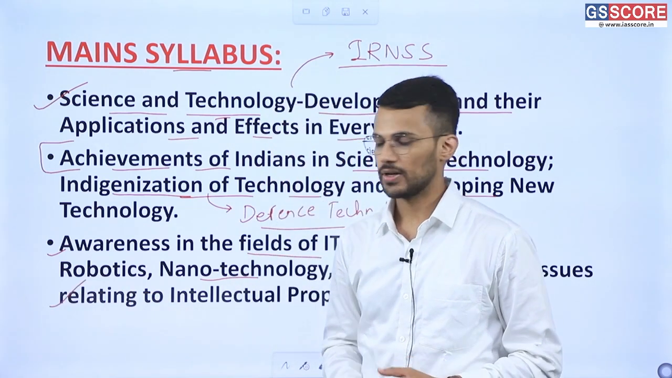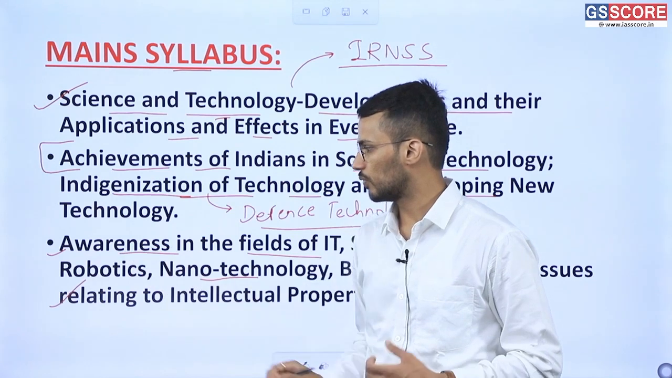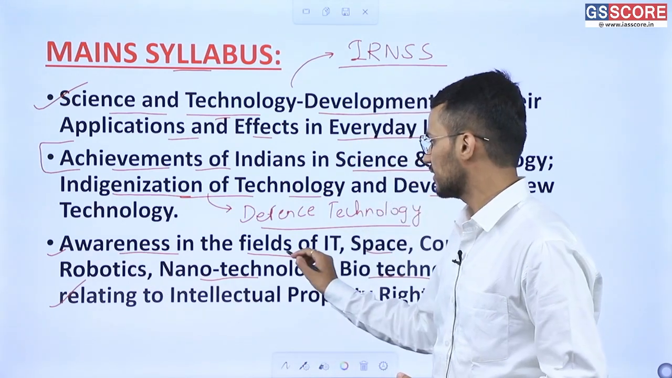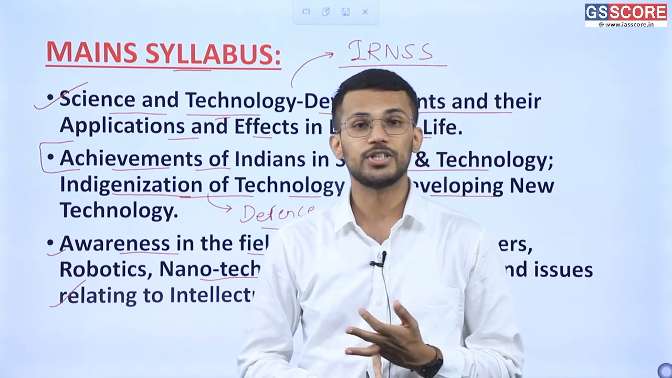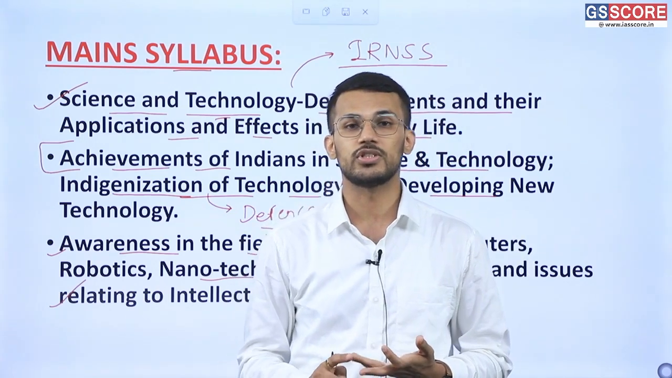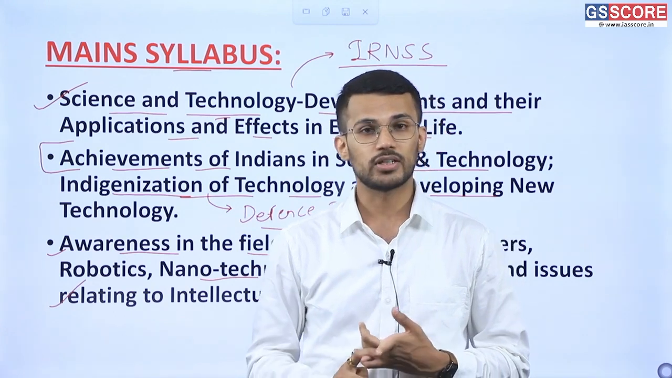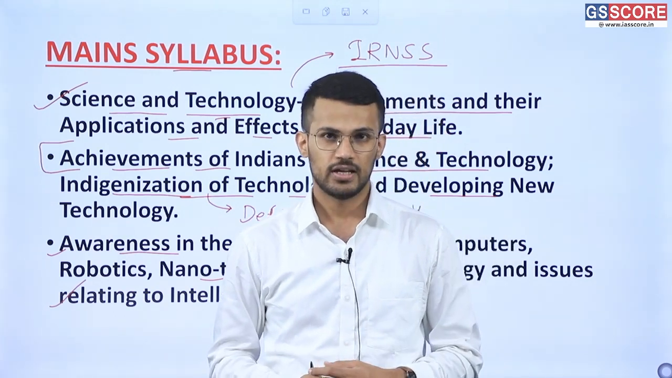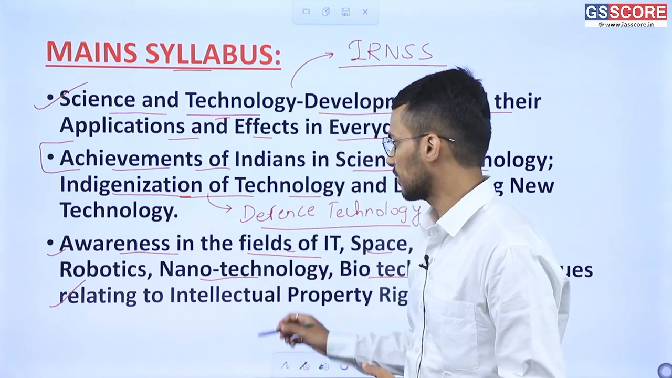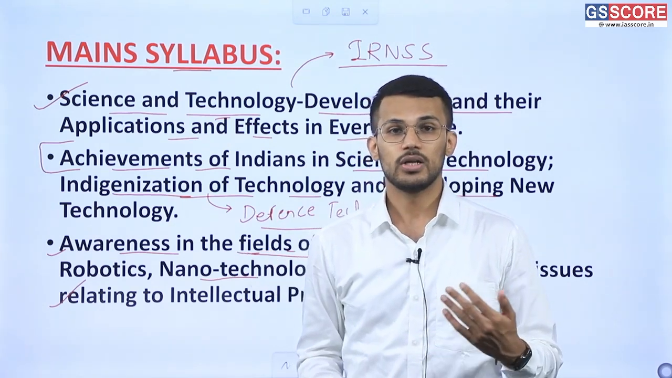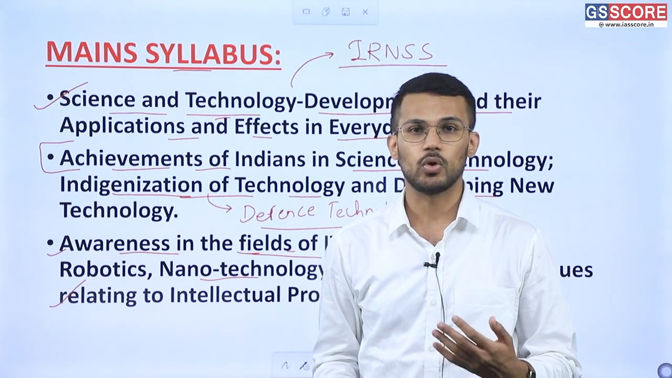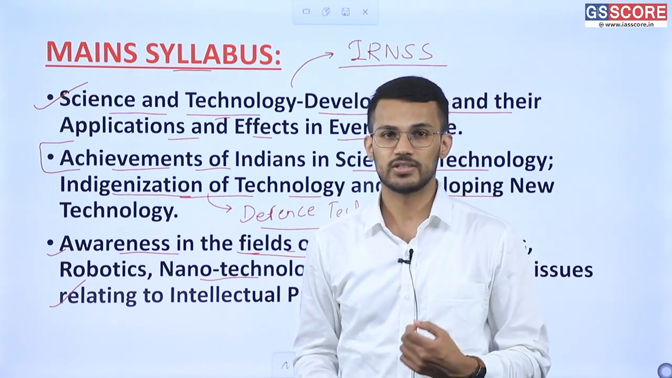So firstly, one should be aware of various technologies in the field of science and technology, like information technology, space technology, nanotechnology, biotechnology, robotics, right? So all those technologies which are important in the field of science and technology, one should be aware of those technologies, and developments occurring in those technologies as well.